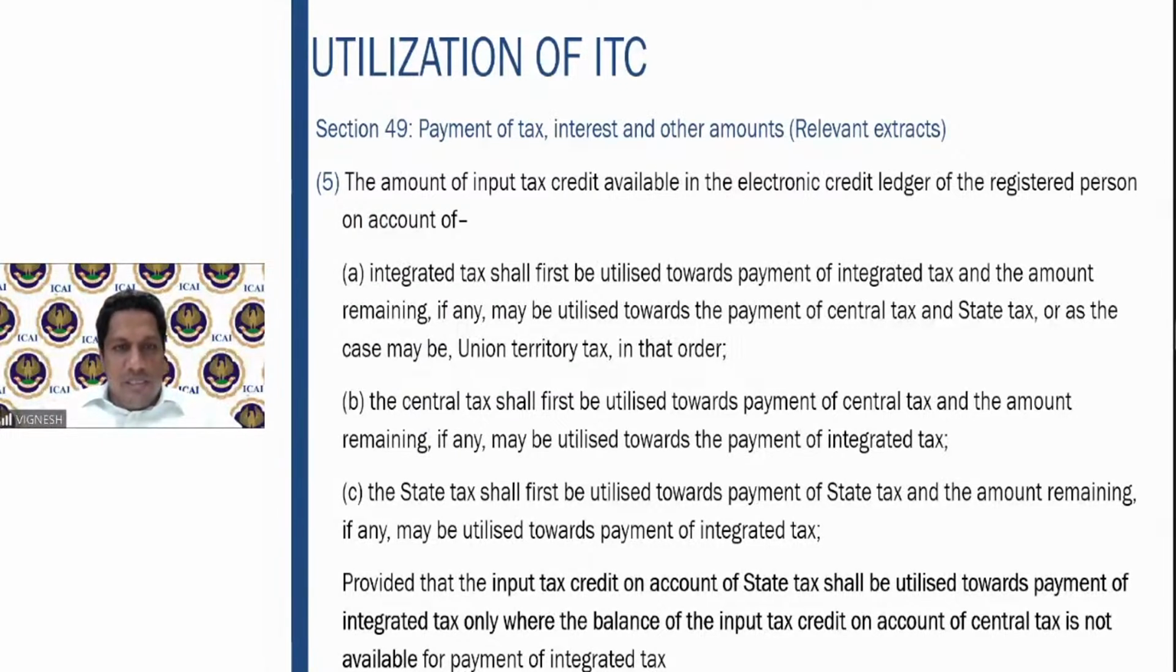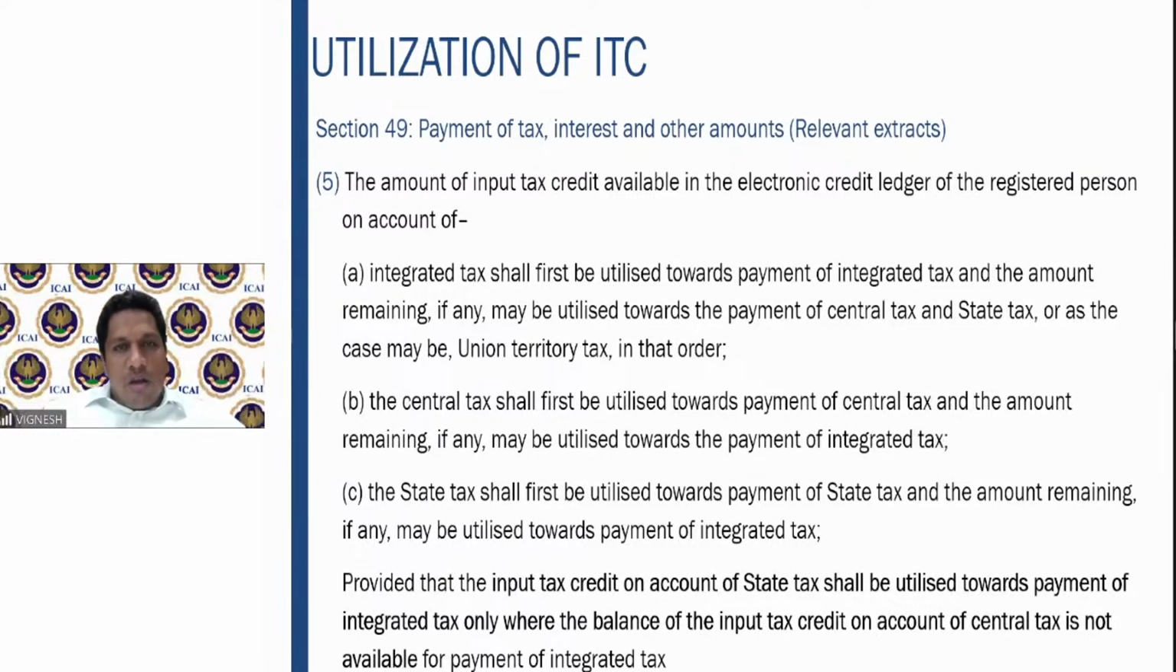IGST first against IGST and amount remaining towards central and state tax. Central tax first used for payment of central tax, then if anything is remaining, used for the payment of integrated tax. State tax will be first utilized for payment of state tax again. If anything is remaining, it will be utilized for the payment of IGST. Now, this provision is very, very important here. The ITC on account of state tax shall be utilized for payment of integrated tax only when the balance of input tax credit of central tax is not available for payment of integrated tax. I hope you got this point.